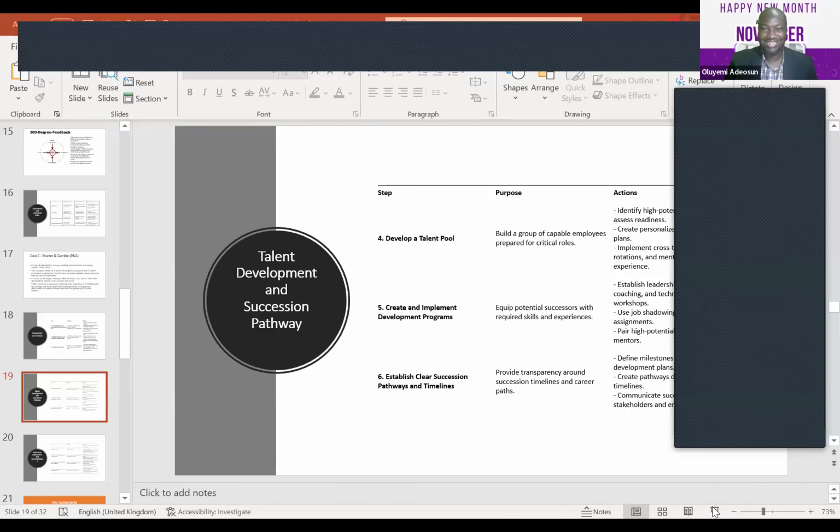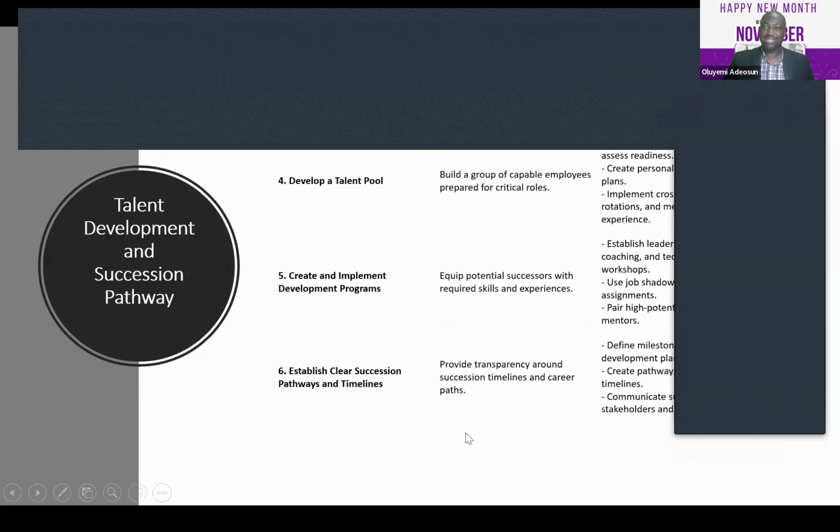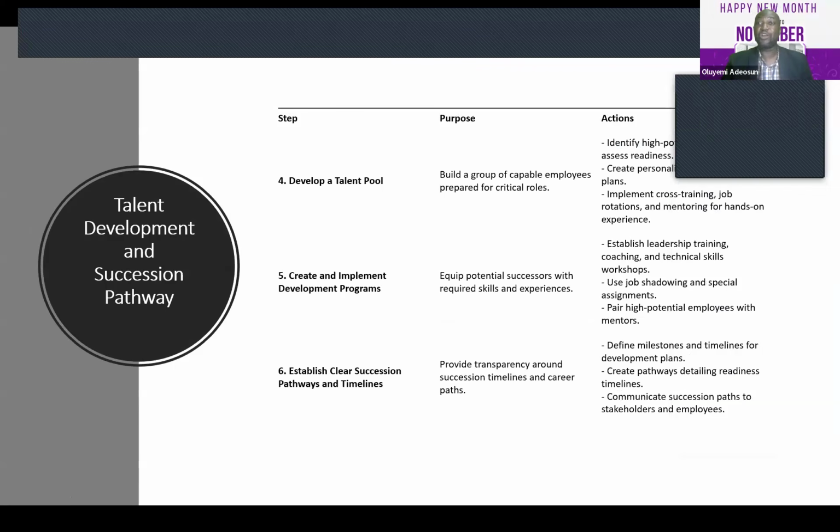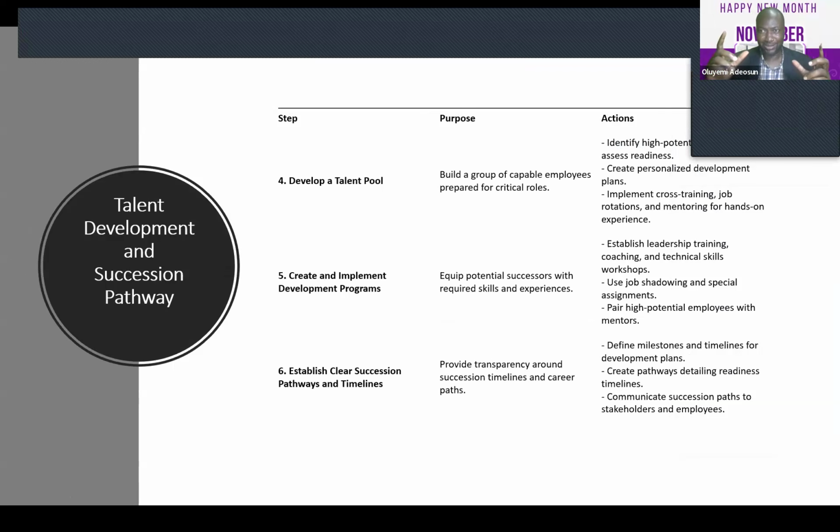So as I was saying, ladies and gentlemen, you should let them know that they're on the succession plan. And it's also okay for other people to know those that are on the succession plan. I know it may create some form of, should I use the word, bad blood? Some people will be comparing themselves with other people. Say, if Oluyemi is on the succession plan, why am I not there? So that's why it should be merit driven.